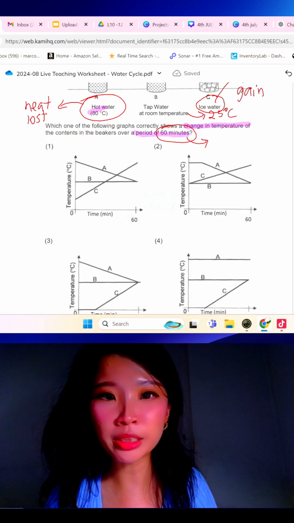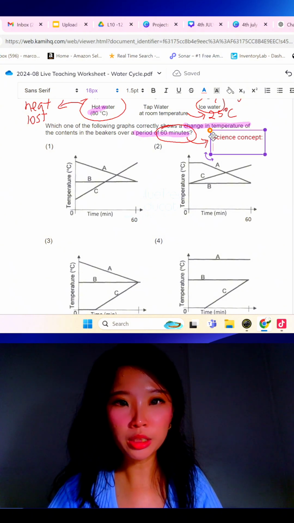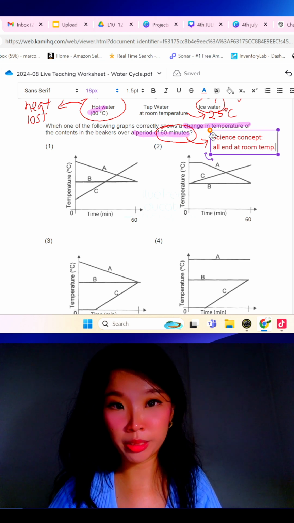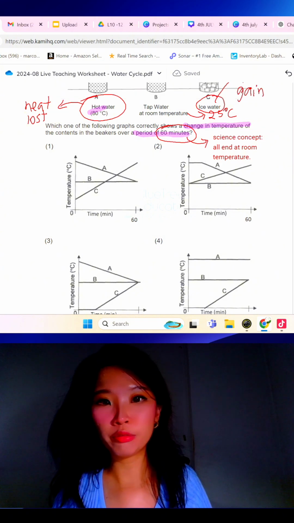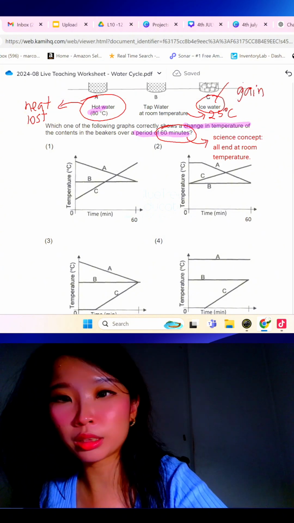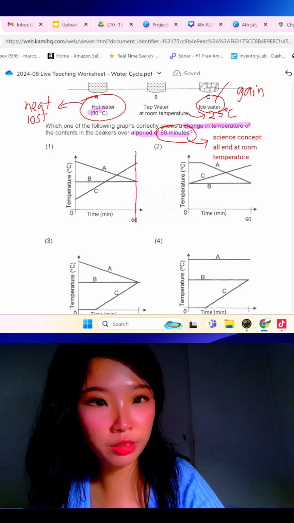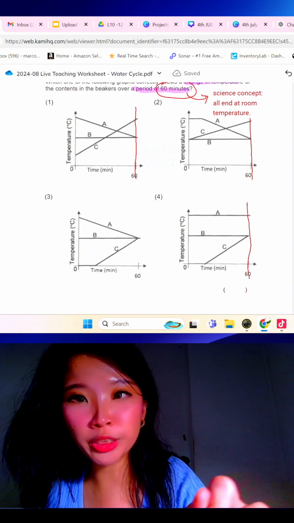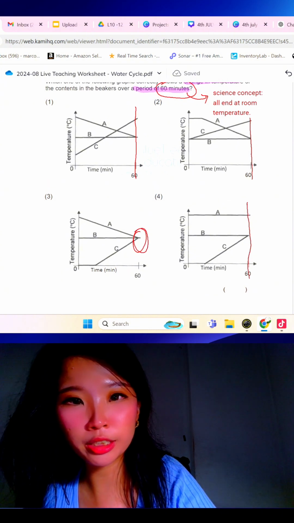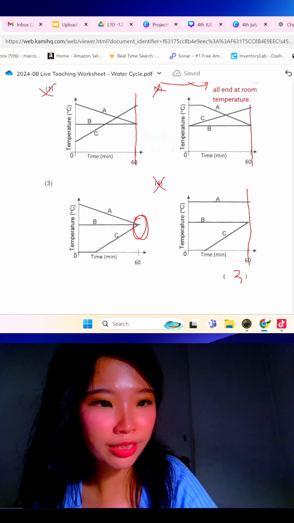Eventually, the science concept here would be all end at room temperature, right? Make sense or not? All end at room temperature, right? So very simple, at the end of 60 minutes, all must end at the same temperature. So which one is the same temperature? You can see it's here, right? So simple. Answer is 3. Guys, 3.